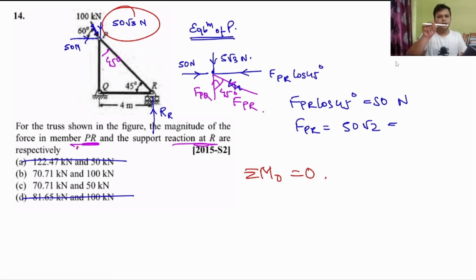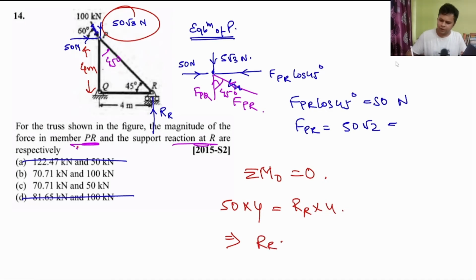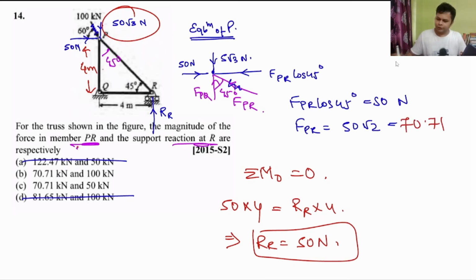So, this is an isosceles triangle, so this is also equal to 4 meter. Very simple. So I can simply write 50 into 4 is equal to reaction at R into 4. What an equation. This implies reaction at R is equal to 50 Newton. So there is no problem at all. 70.71 Newton. So which is the right answer? The right answer is C.